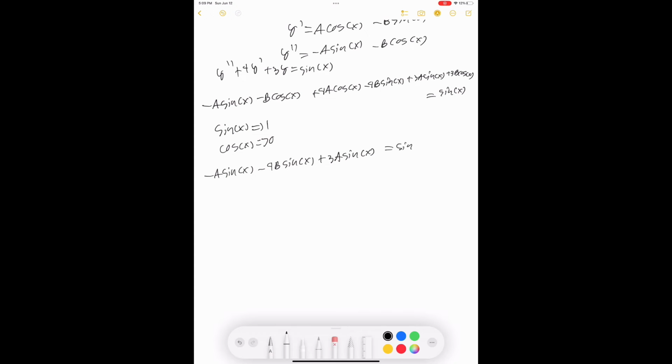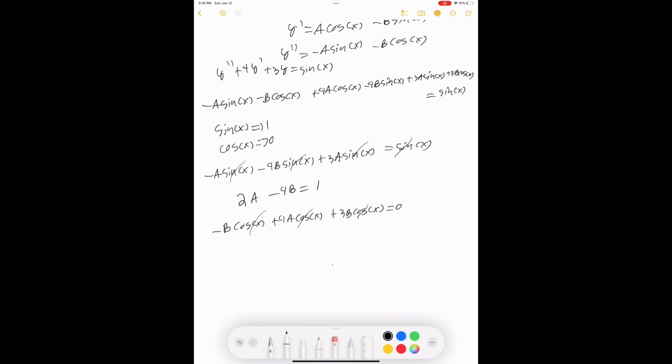We can group all the sine x's together. And we know that negative b cos x plus 4a cos x plus 3b cos x is all going to equal 0 because there is no cos x's, right? So we can cancel out all those sine x's, giving us 2a, right, 3a minus a, minus 4b equal to 1. And we're going to do the same thing for the cos x's, right? We're going to have two equations, two variables, right? And that should definitely be solvable.